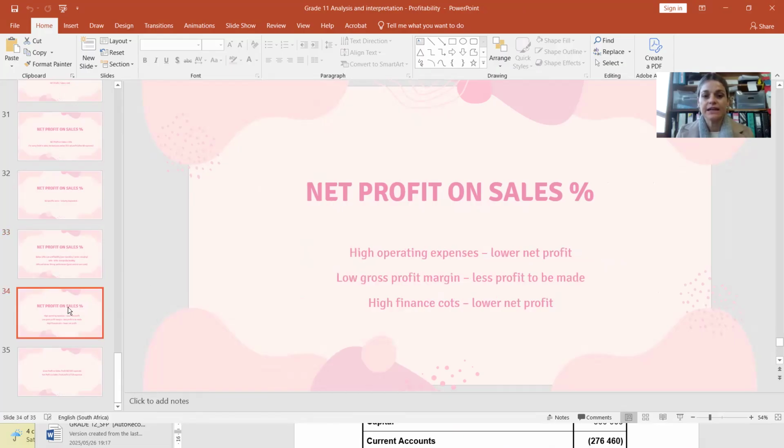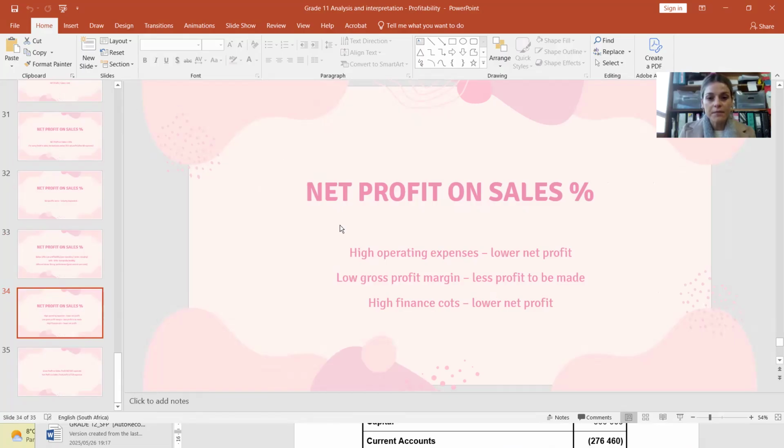Okay, so if you have high operating expenses, your net profit will be lower, because remember, now I'm taking more of my sales to cover my expenses. Then if you are looking at low gross profit, that's where it starts. It starts with your trading section. So if things are already not okay in your trading section, it's going to impact your profit.